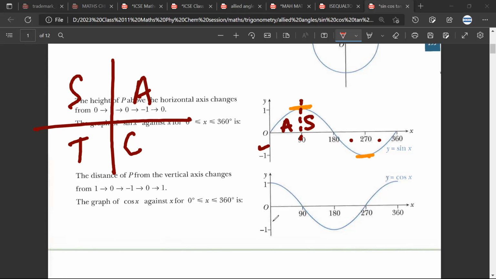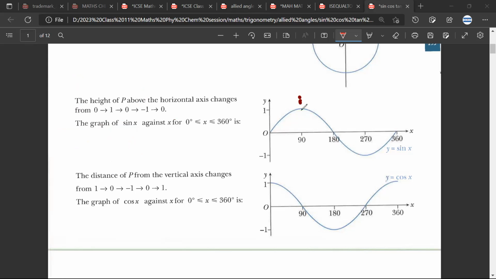Or let me write it like this. I think then it will make more sense to you. So what I'll do is I'll write it like this. This is the first quadrant. This is the second quadrant. This is the third quadrant. This is the fourth quadrant. If you see, from 0 to 180, the values of sine are always positive. But in third and fourth quadrant, the values of sine are negative. Is it making sense?